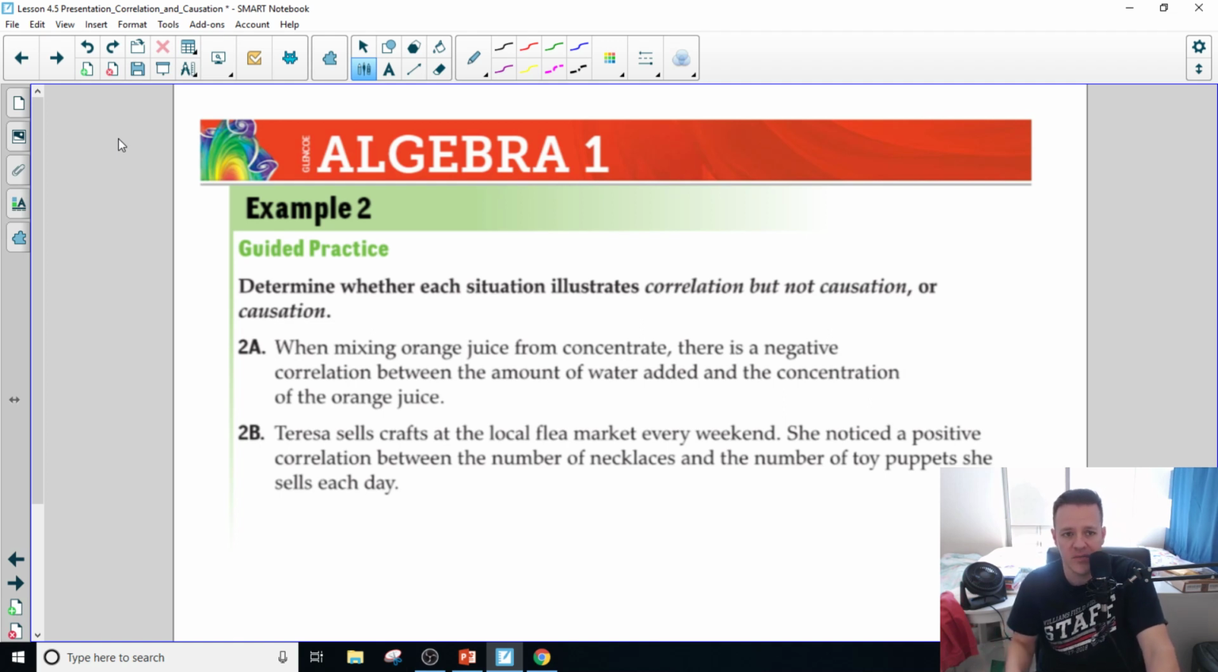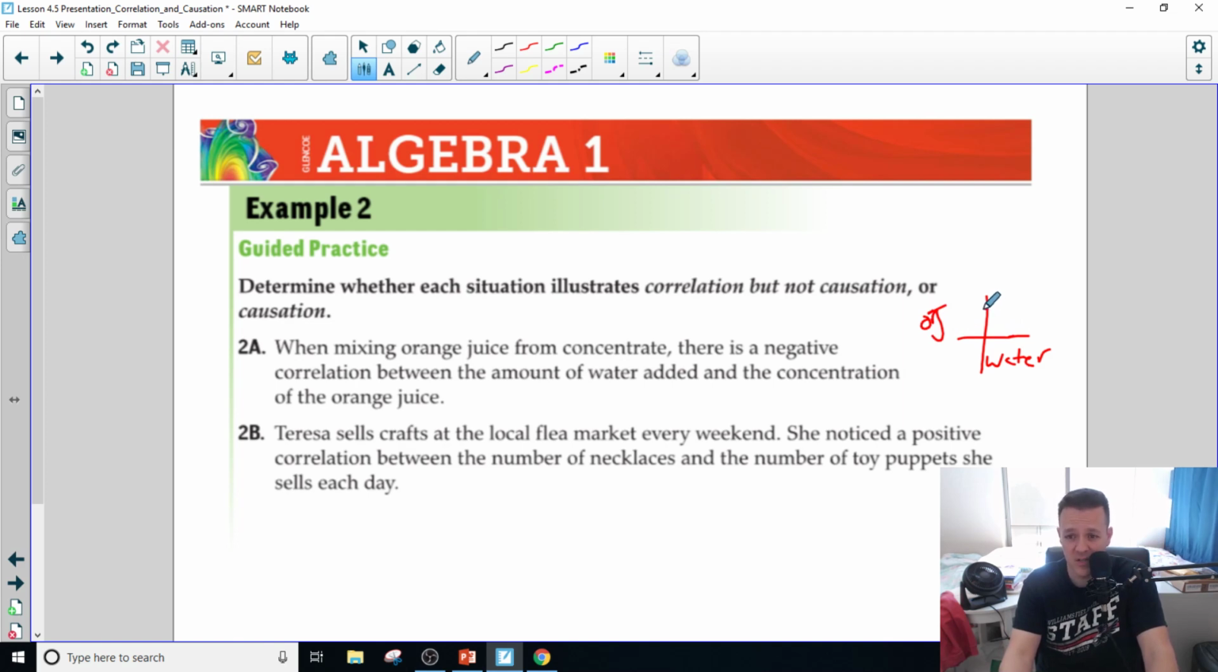All right, hopefully you guys have finished this and you can understand what this means, okay? When mixing orange juice from concentrate, there is a negative correlation between the amount of water and the concentration of orange juice. If you guys have ever bought frozen orange juice, it tells you to add certain water. So you would start up here, this would be water, okay? And then this would be orange juice. Okay, I just put OJ. That's a weird OJ, but it works.